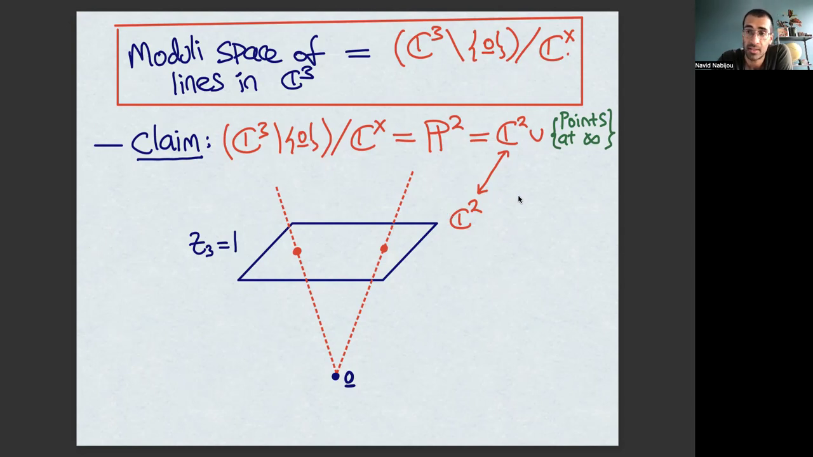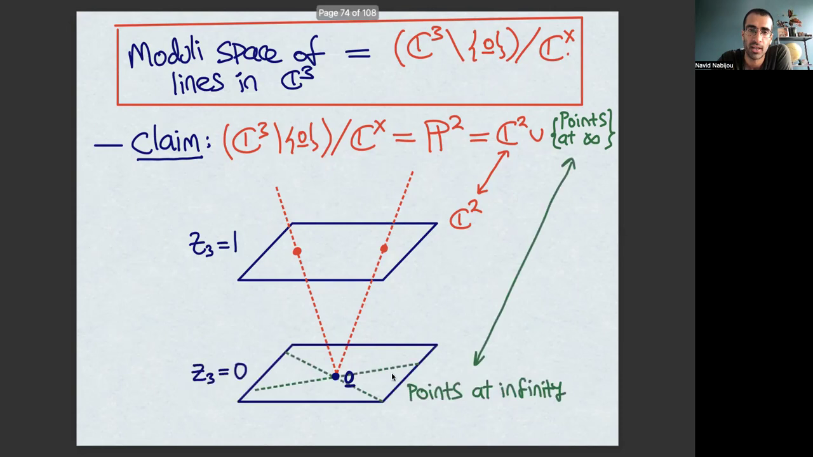So that seems good, but I've missed out something, right? Because there should also be these points at infinity. So what have I missed out? Well, not every line in C3 is going to meet this plane. There are some that don't, and those are the ones that are purely horizontal.